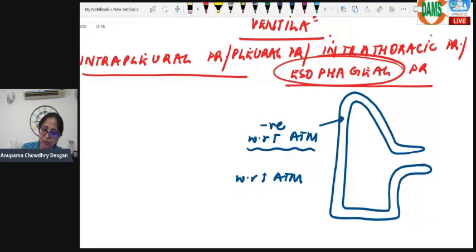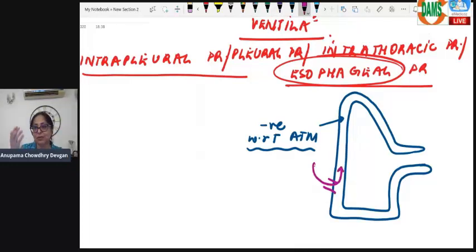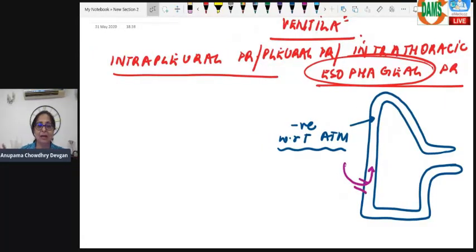Now, this is negative with respect to atmosphere. So if there is a puncture of the pleural space, due to anything, air will come from outside to inside, because air always moves from an area of high pressure to an area of low pressure. Air will come in until the pressures are the same on both sides. When pressures are the same, we call it 0 millimeters of mercury with respect to atmosphere. So please remember, if there is a puncture of the pleural space, air comes in until atmospheric pressure and pleural pressure are the same, and then we say pleural pressure is 0 millimeters of mercury.